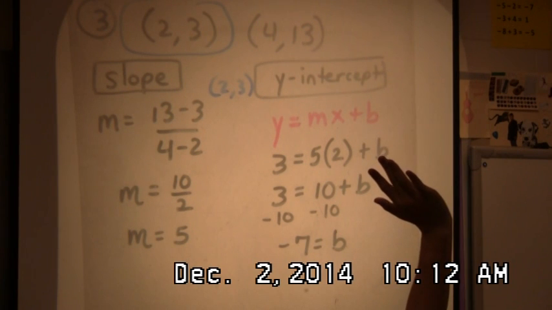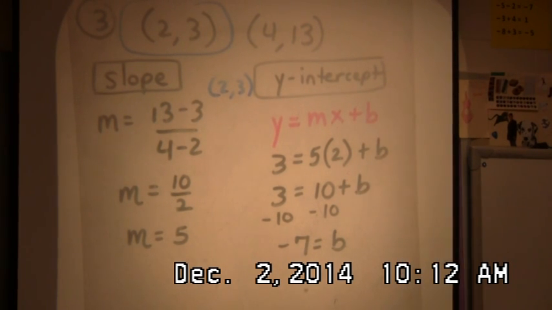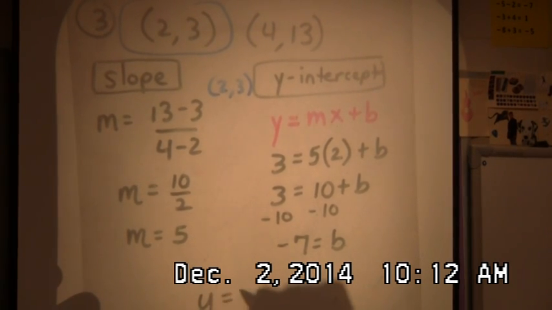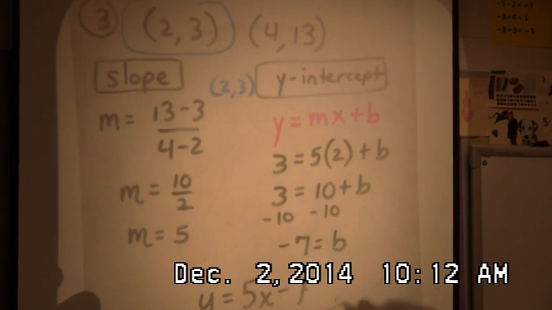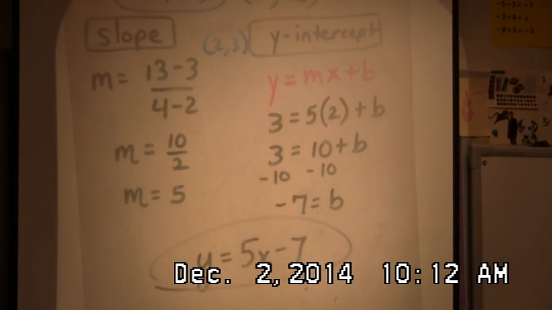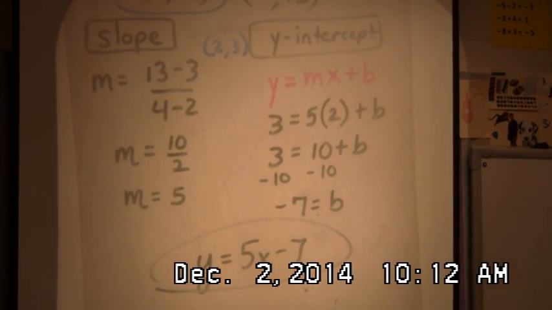Final answer. Alex? Y equals 5x minus 7. Perfect. Y equals 5x minus 7. Beautiful. Okay, so far so good? You getting the hang of this?